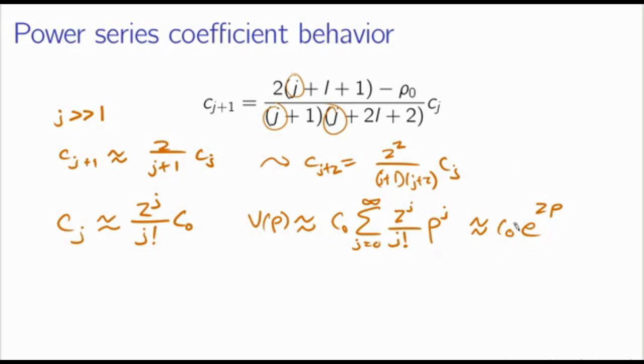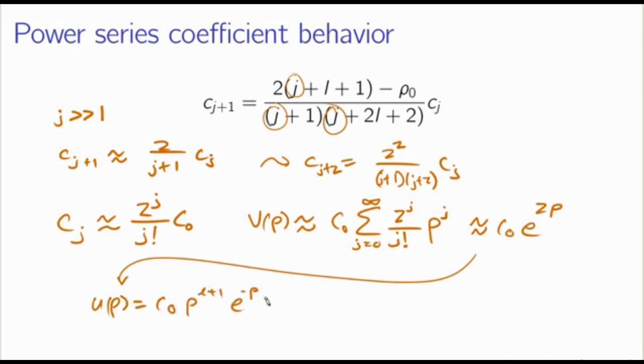What this means is that u of rho is equal to our c naught, rho to the L plus 1, e to the minus rho, e to the 2 rho. This was what we factored out before we made our power series approximation, our asymptotic forms, and now we've got e to the 2 rho back. So this is just going to give us e to the rho. This is in some sense expected, since we knew that we had an e to the rho sort of asymptotic behavior that we ruled out originally because it was not physically reasonable.